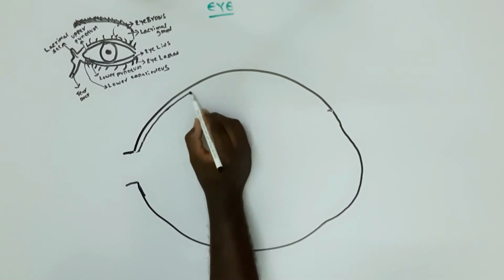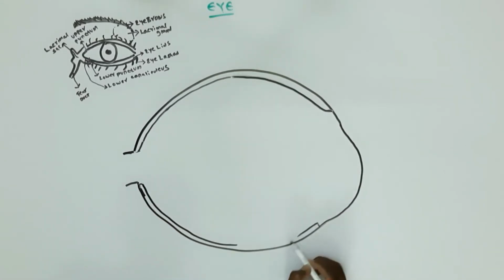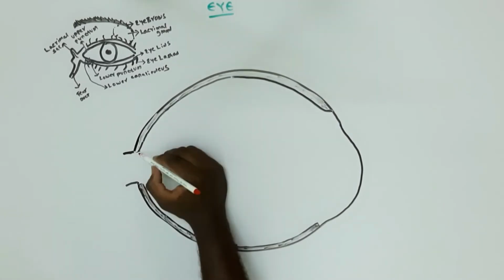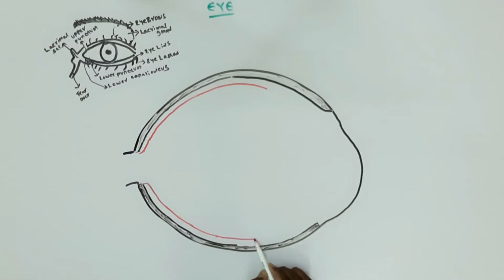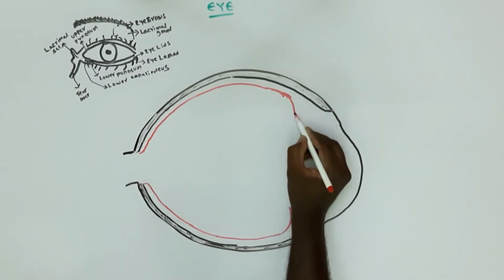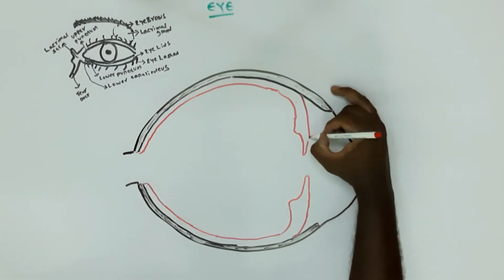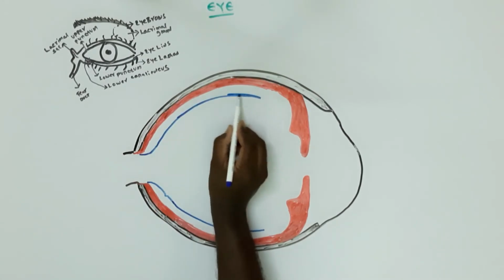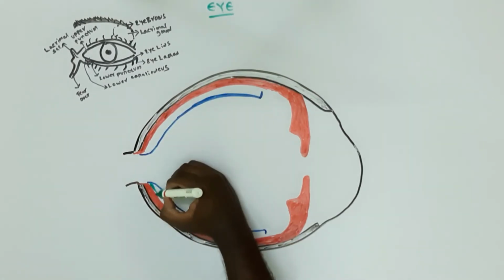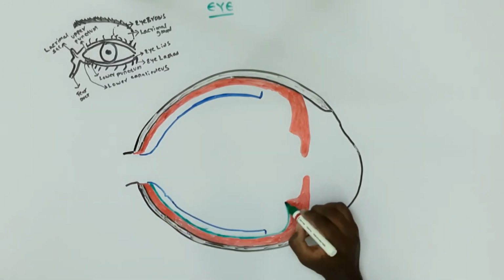This is the outer layer, which is a fibrous layer. The posterior surface is called the sclera, and the anterior portion is called the cornea. Now we are seeing the middle layer, which is called the vascular layer. It has the choroid posteriorly, the ciliary body in front, and the iris anteriorly. Now in our diagram is the inner layer, the nervous layer, which is the retina. It is again divided into two layers.